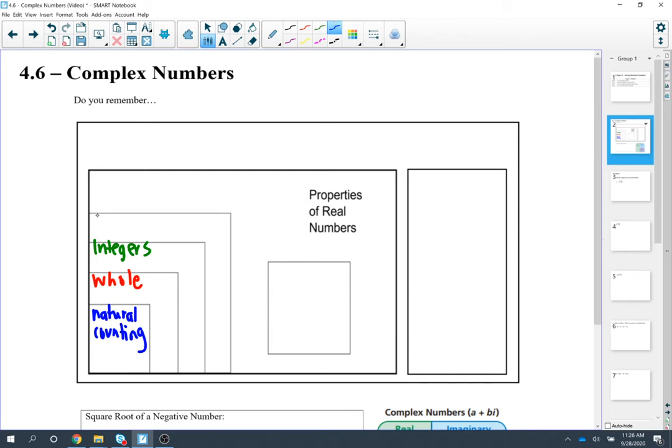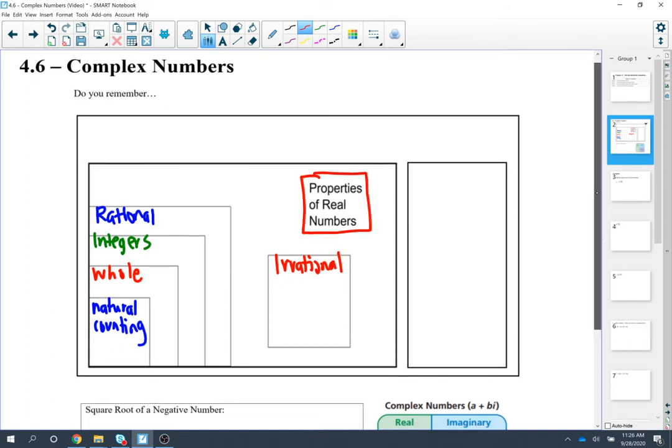And then we had our rational, which included your fractions, your terminating decimals, and your repeating decimals. And then out here over on the side, we had our irrational, which were your non-terminating, non-repeating square roots, things like pi, square root of 2, stuff like that. And then inside that box, everything so far was a real number.